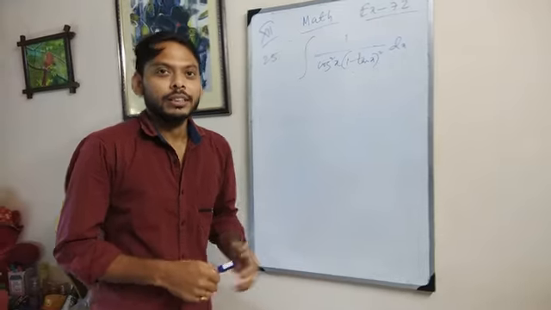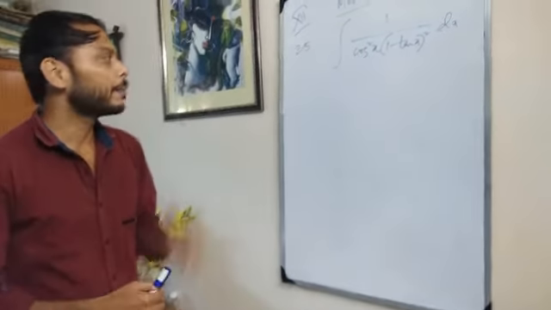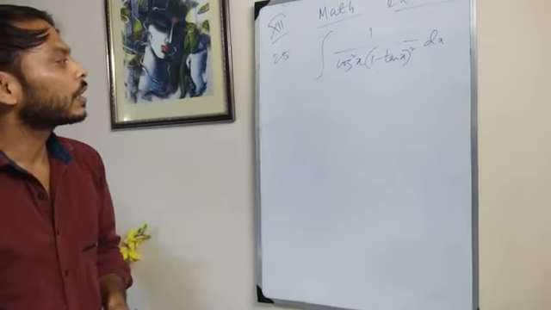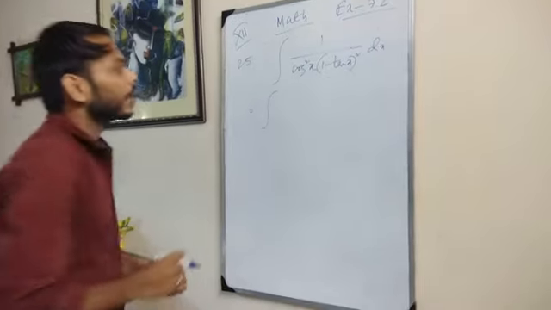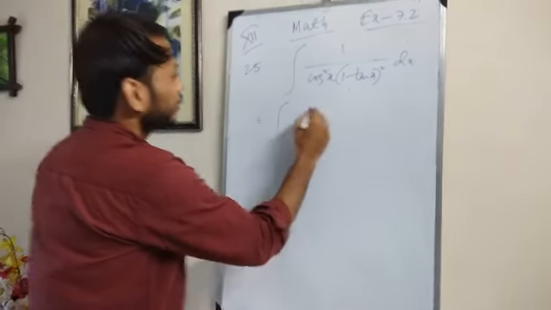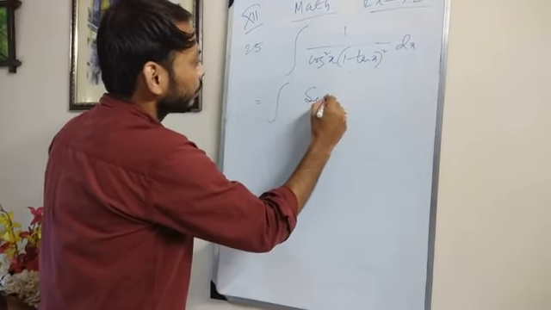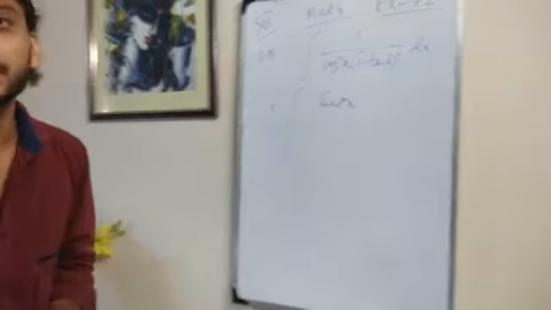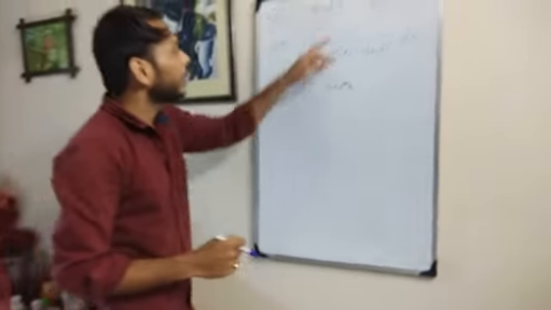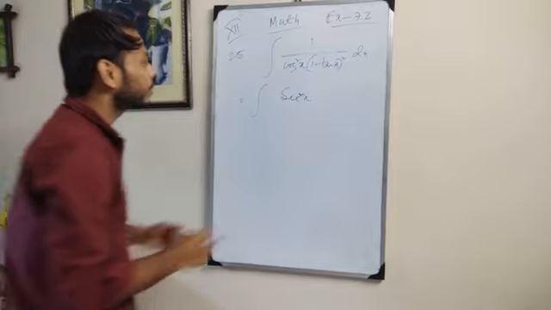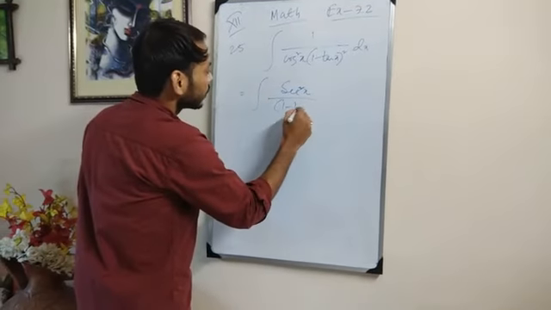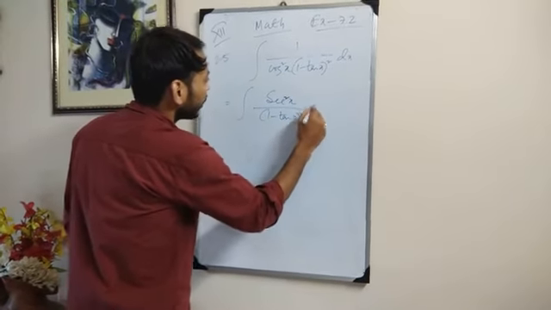Okay. So now the question number 25, that is integration 1 by cos squared x, then within the bracket 1 minus tan x whole square, then dx. Okay, now here instead of 1 by cos square x, we can write sec squared x. You know that there is a reciprocal relation between sec and cos, so that's why I have written here sec squared x instead of 1 by cos squared x. So sec squared x by 1 minus tan x whole square dx.